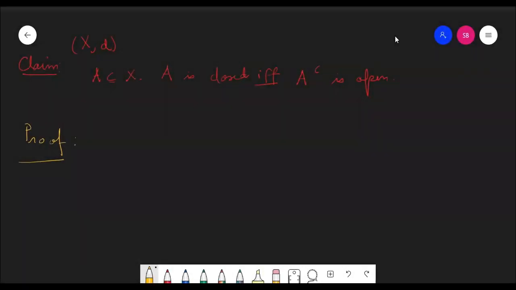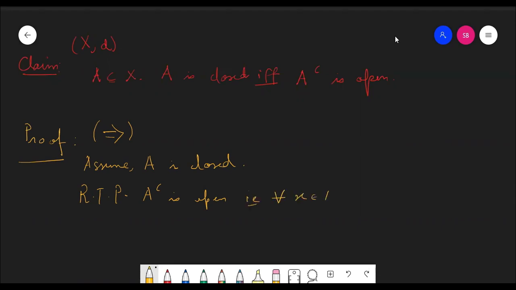So let us prove this. For this direction, the forward direction, we are assuming that A is closed. We need to show that A complement is open. Required to prove its complement is open. And for that, we have to prove that for all x in A complement, x is in the interior of A complement. That is, x is an interior point of A complement. So assume the contradiction. That is, there exists some x naught in A complement such that x naught is not in the interior of A complement. That is, x naught is not an interior point of A complement.